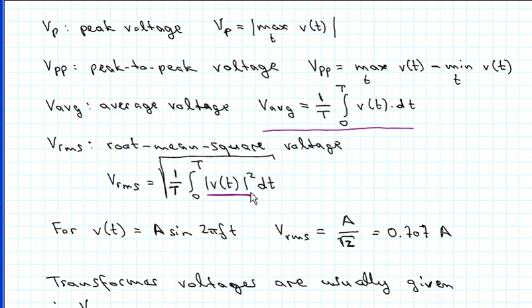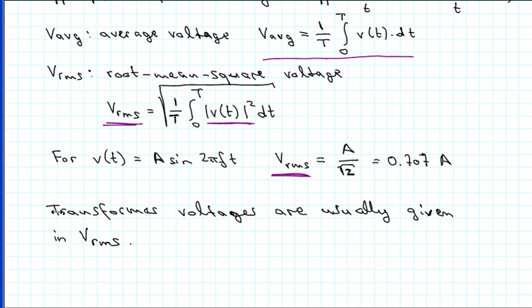So that inside here would be average power, and then we take the square root of that, and that gives us the root mean square voltage, or VRMS. For sinusoidal voltages, if we know the amplitude of the sinusoid, the VRMS value is equal to A over square root of 2, or 0.707 times A.